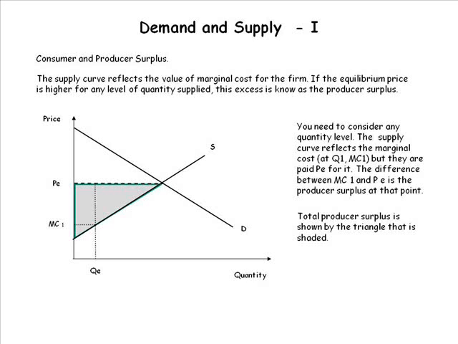Again, you just take any quantity and you can see that the price PE is going to be higher than MC1, and that difference between PE and MC1 is the producer surplus. When you do that for each and every quantity level, you get that triangle that is shown in the slide.